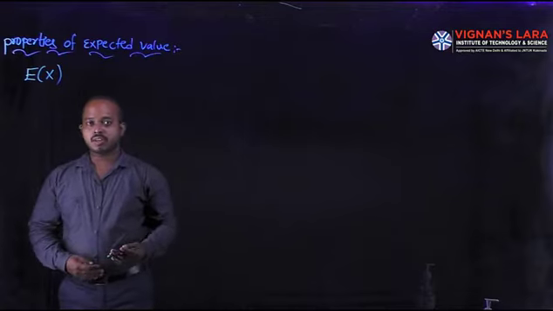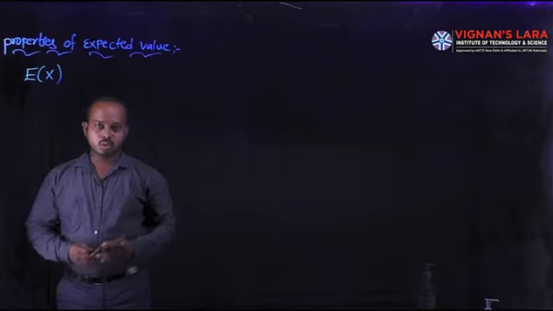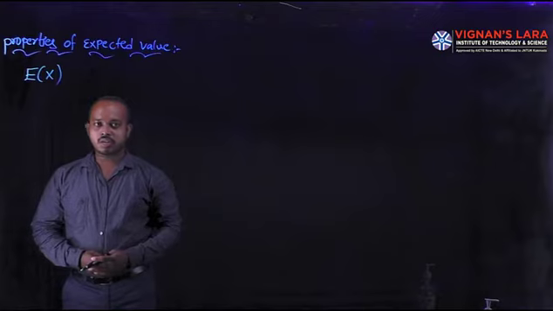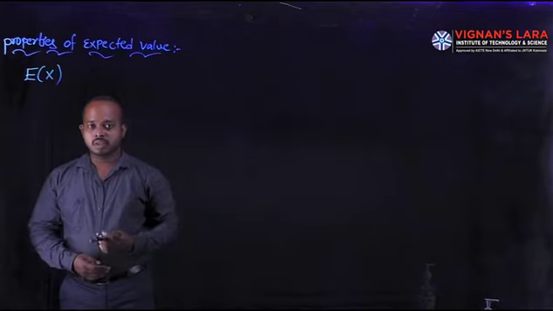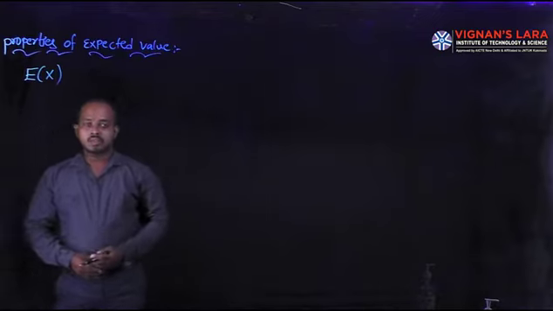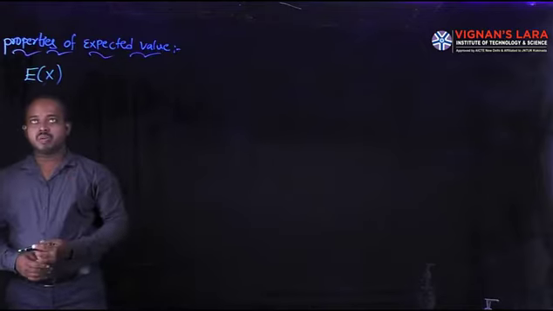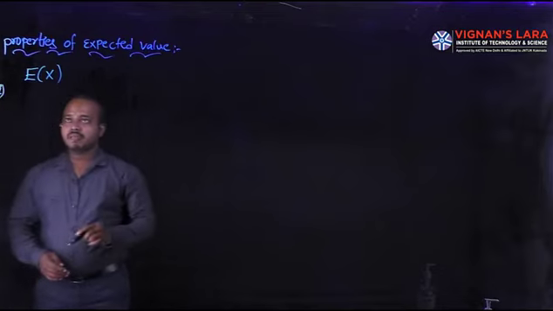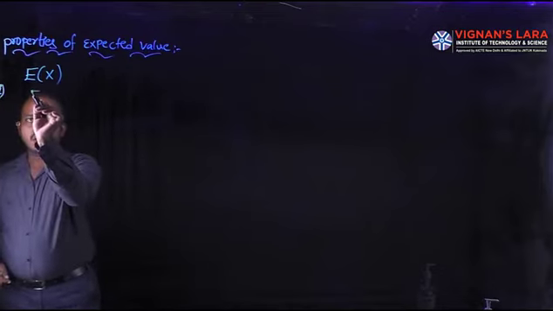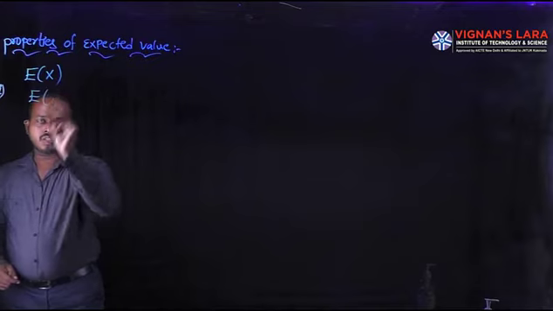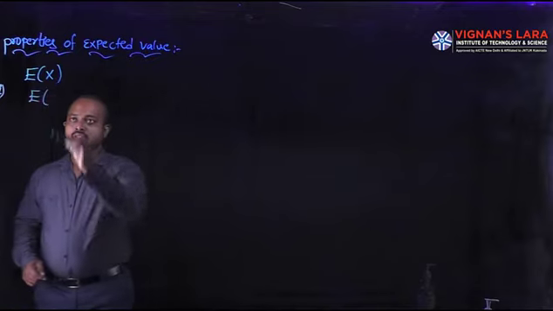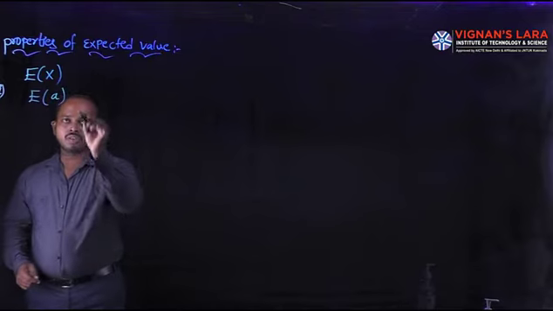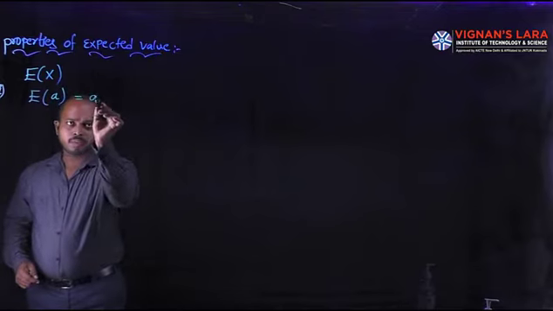In the discrete random variable case, you choose the probability. In the case of a continuous random variable, you have to consider the density function. Now we are discussing the properties of expected value. The first property is that we can apply the expectation on a constant. Here I consider the constant value A: the expectation of the constant A is equal to A.